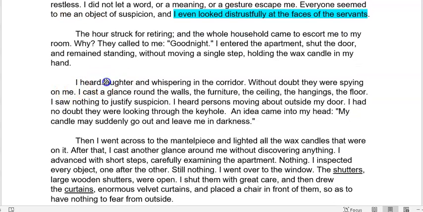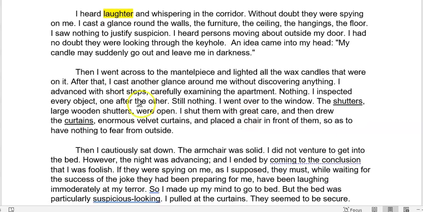"I heard laughter and whispering at the corridor. Without doubt, they were spying on me. I cast a glance around the walls, the furniture, the ceiling, the hangings, the floor, saw nothing to justify suspicion. I heard persons moving about outside my door. I had no doubt they were looking through the keyhole. An idea came into my head. My candle may suddenly go out and leave me in darkness." Okay, then "I went across to the mantelpiece and lighted all the wax candles that were on it."